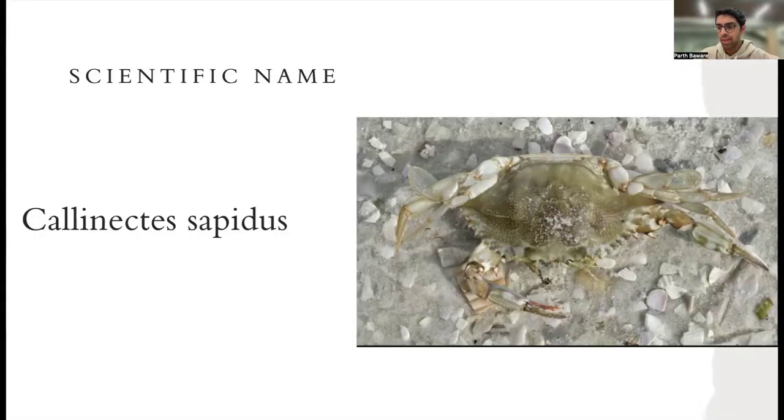So, first of all, what is the scientific name of blue crabs? Well, the scientific name of blue crabs is Callinectes sapidus. The genus name is Callinectes, and the species name is sapidus. And there's just a picture of a blue crab.